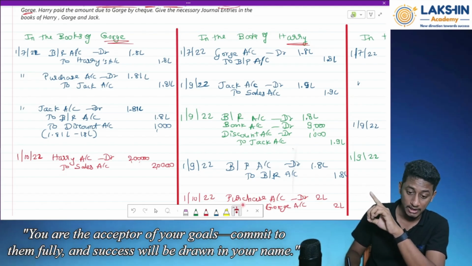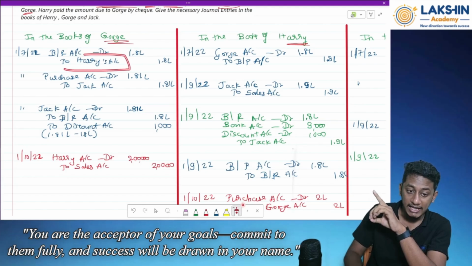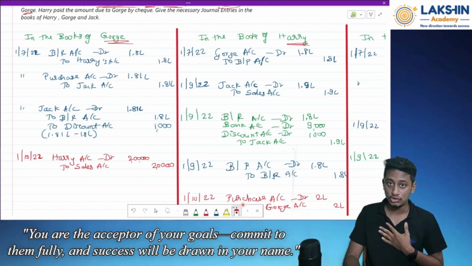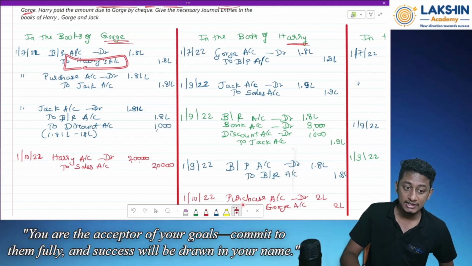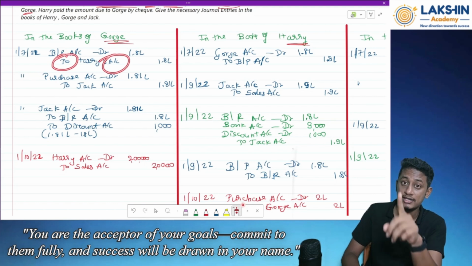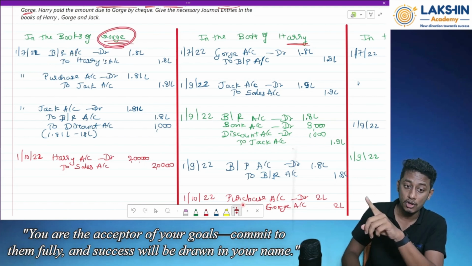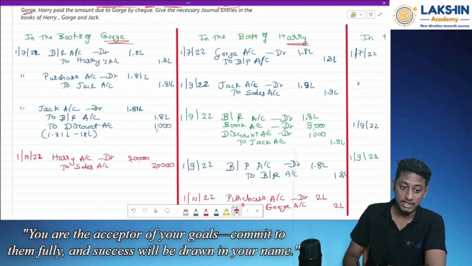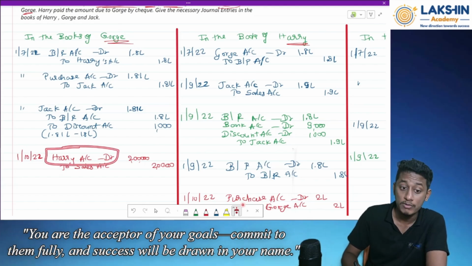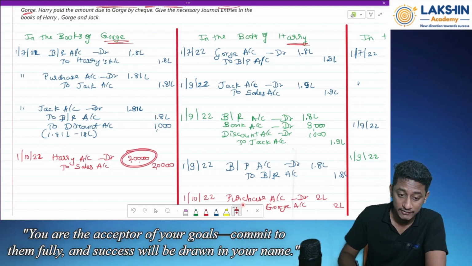But what has happened over here? Harry's account was opened for 1.8 lakhs. So as per George's books of accounts, Harry is a creditor because I have credited the entry, right? So therefore he is a creditor in the books of George. Is the entry closed anywhere? No, sir. But it is debited over here. But for how much amount? It was for 1.8 lakhs, but it's for 2 lakhs.